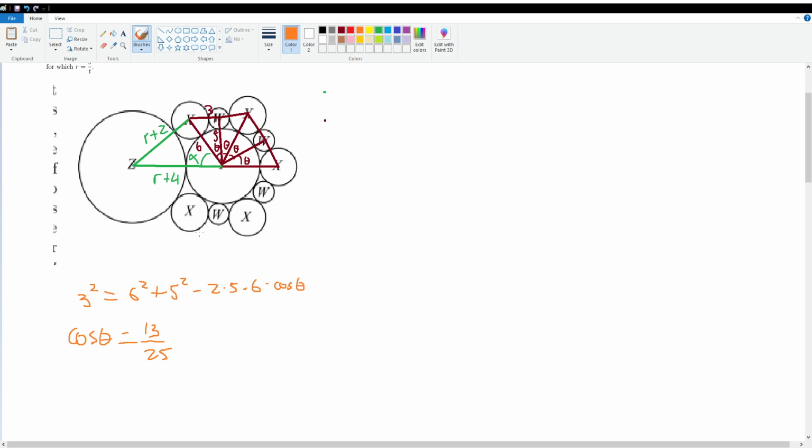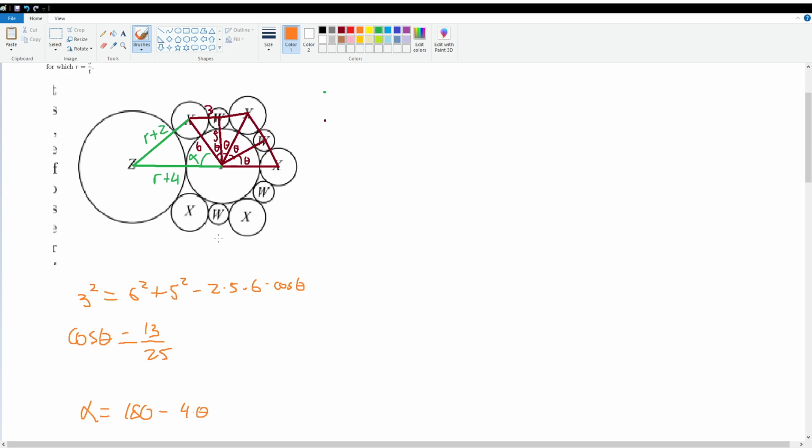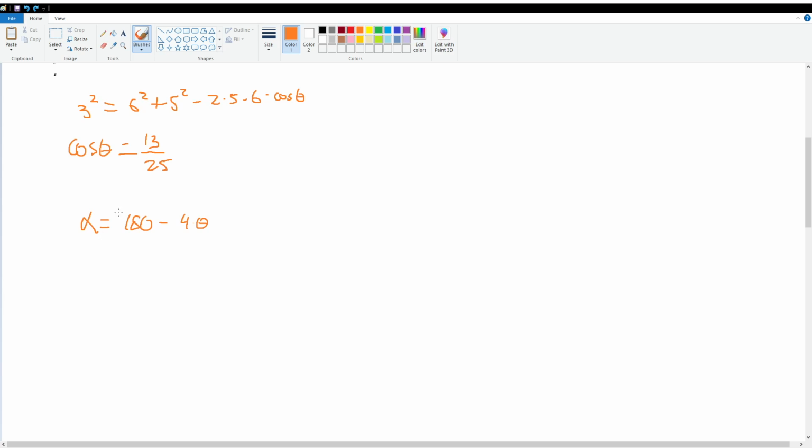But it still doesn't change the fact that I don't really care about cosine of theta. I want alpha here. But what do I know about alpha? I know that alpha is equal to 180 degrees minus 4 times theta. But if I solve for theta using the inverse cosine function, I get a really weird number that I can't really work with. So maybe instead of solving for alpha itself, I could solve for cosine of alpha.